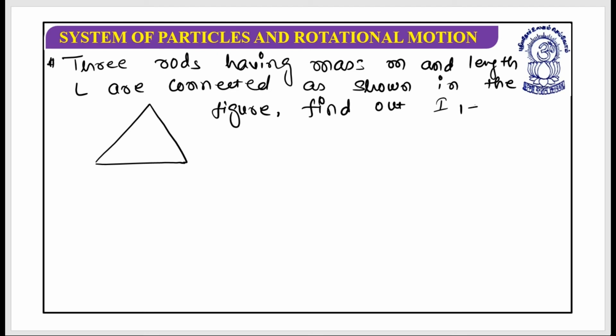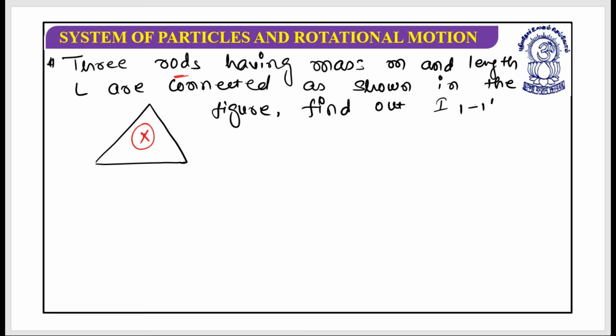Let's say 1 1 dash, and this is 1 1 dash. It is perpendicular to the plane of this rectangular frame, because these are rods. When rods are connected, they cannot create a complete rectangular sheet. They can create only the rectangular frame. I hope this is clear.